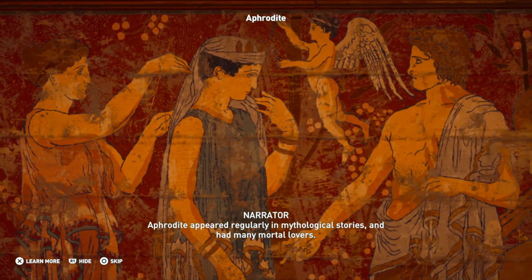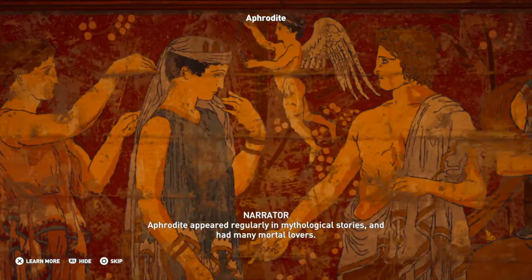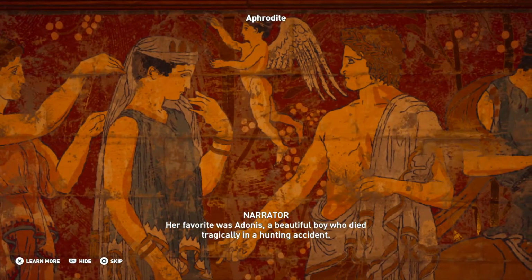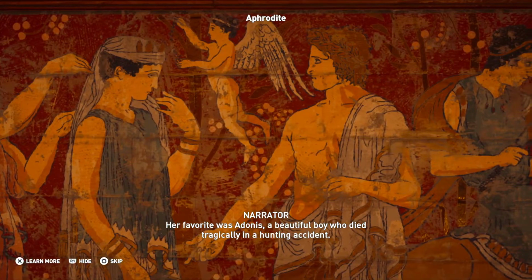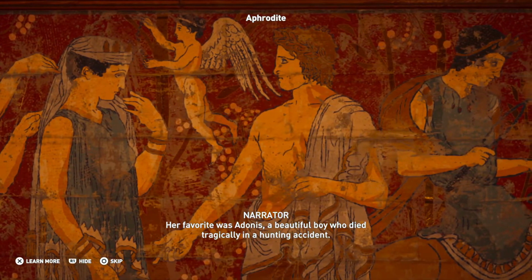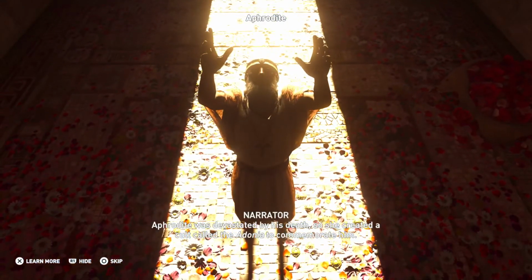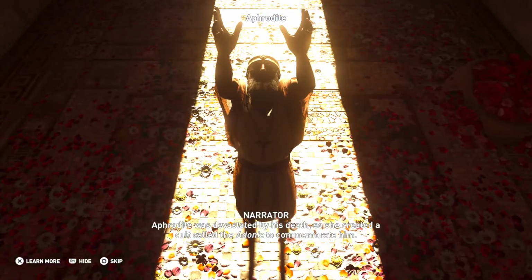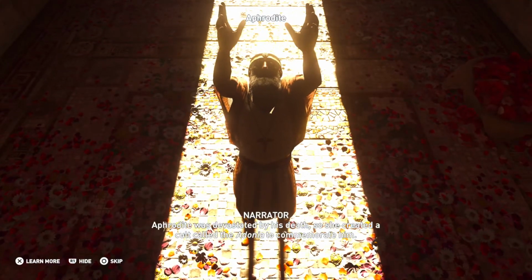Aphrodite appeared regularly in mythological stories and had many mortal lovers. Her favorite was Adonis, a beautiful boy who died tragically in a hunting accident. Aphrodite was devastated by his death, so she created a cult called the Adonia to commemorate him.